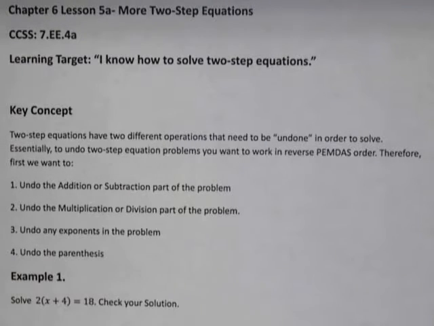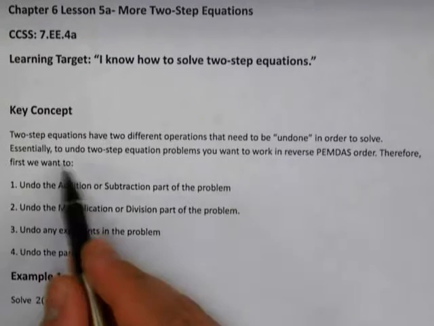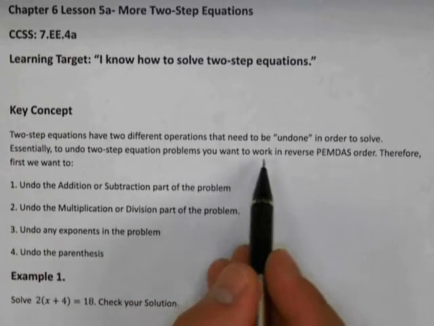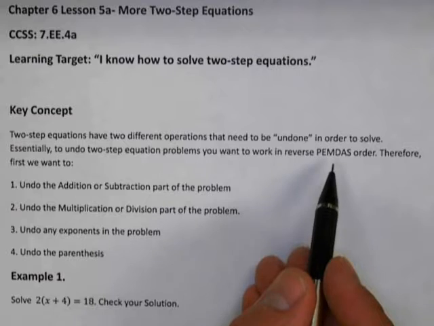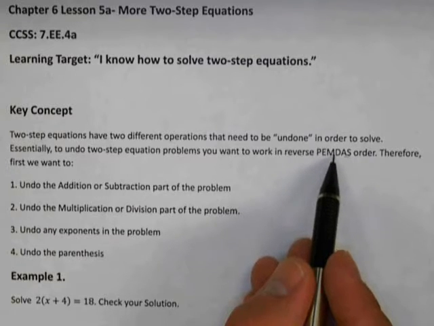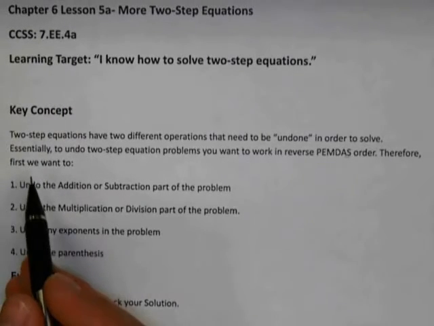The key concept stays pretty much the same: two-step equations have two different operations that need to be undone in order to solve. Essentially, to undo two-step equation problems, you want to work in reverse PEMDAS order. That doesn't change from yesterday. Remember, we said we want to get rid of the add and subtract first, then get rid of the multiply and divide. So that hasn't changed, but what we're adding on is maybe there's some parentheses in the equation or something like that.